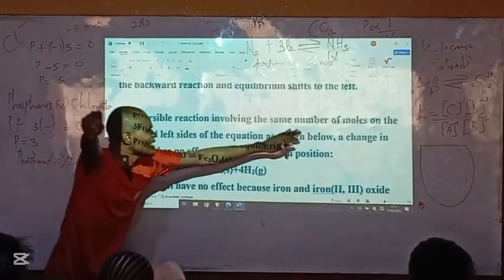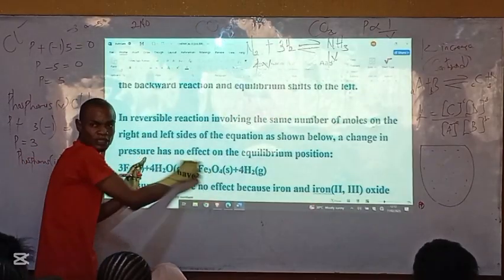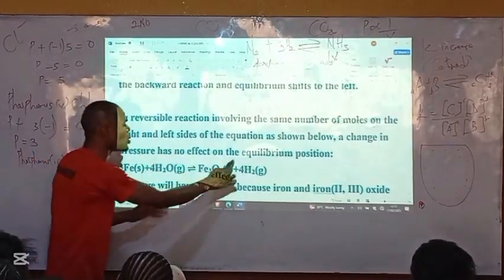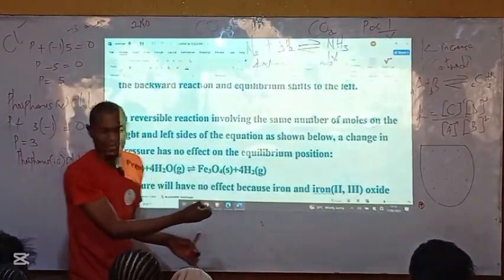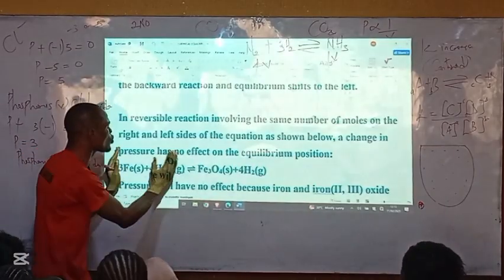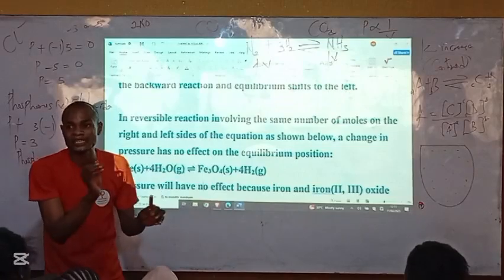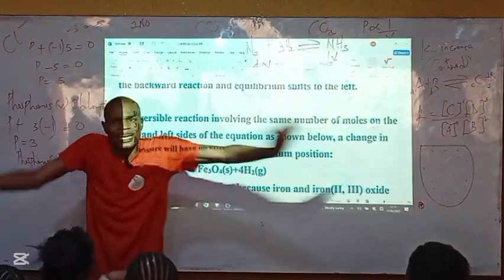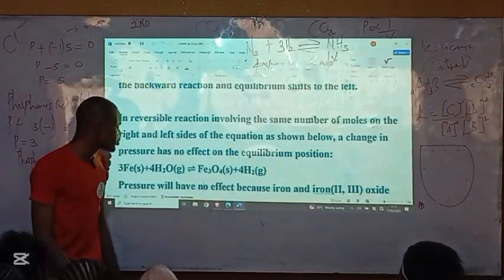If the reversible reaction has the same number of moles on both the right and the left-hand side, both reactant and product, these numbers are what we call moles. All these numbers we can see at the beginning, like a coefficient of a letter. They are called what? Moles. So now, if they have an equal number of moles, therefore there is no effect of pressure. Pressure will not affect that system.